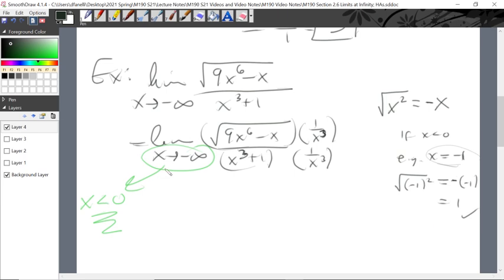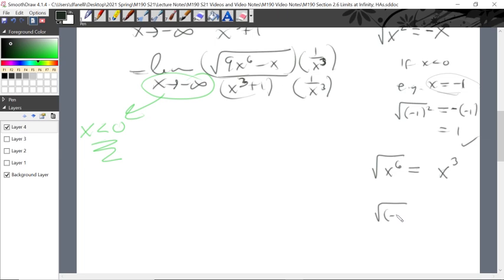Since x is going to negative infinity, and therefore by closeness to negative infinity, x is already negative. And we need to take x cubed and push it into a square root. The square root of x to the sixth, is that equal to x cubed? Not quite. For instance, what's the square root of negative 1 to the sixth equal to? Is that equal to negative 1 to the third? Well, negative 1 to the sixth is 1, so this is the square root of 1, and the square root of 1 is equal to 1.